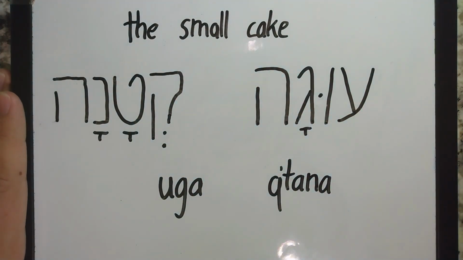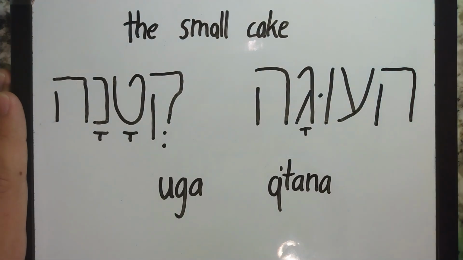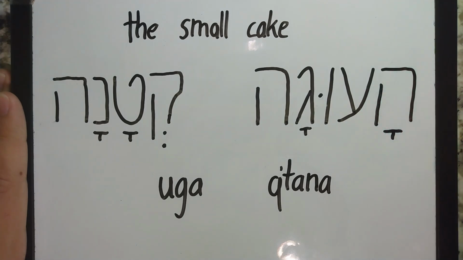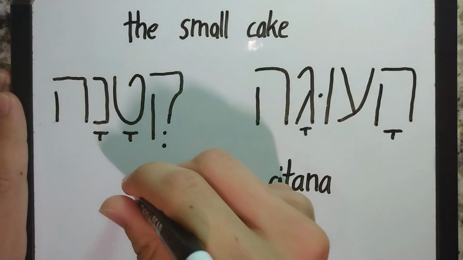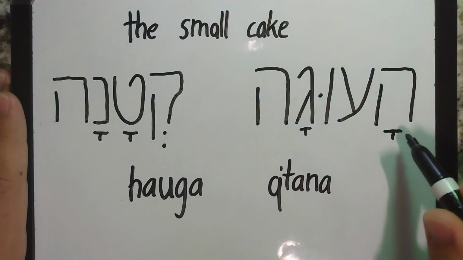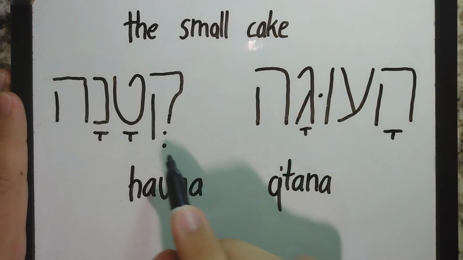You may remember that the in Hebrew is a letter hey attached to the beginning of a word that usually has an ah vowel. In the case of uga, that ah vowel will be a kamatz, and so this is ha. So you attach a ha to the beginning of the noun uga to get ha'uga. So, is the small cake ha'uga katana?